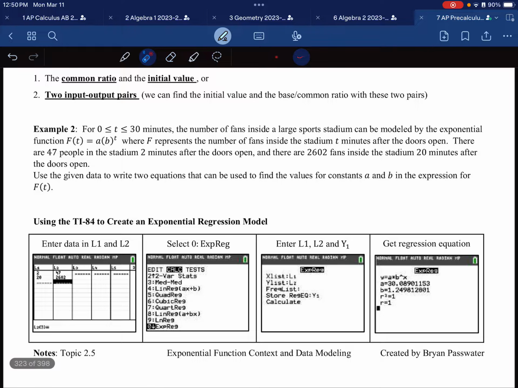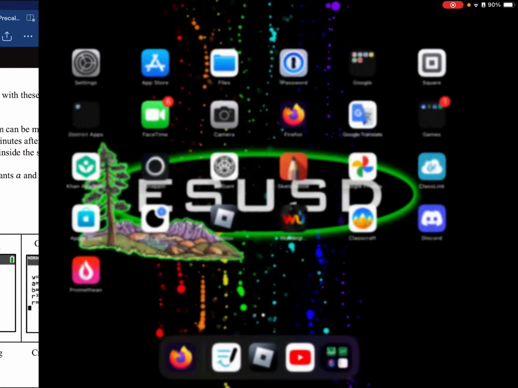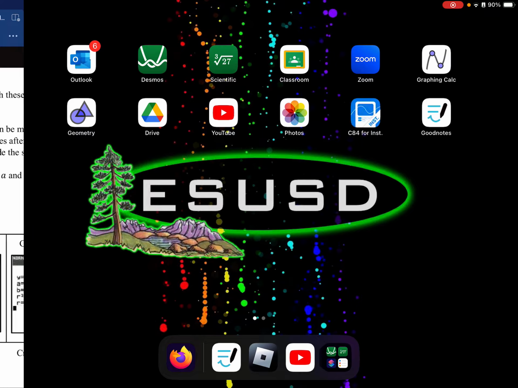All right, so let's try an example. This one is going to need a calculator. So let me go ahead and pull up my calculator. Let's go over here to my calculator.